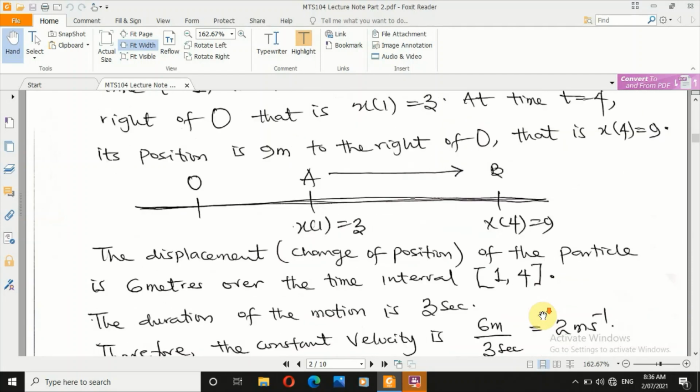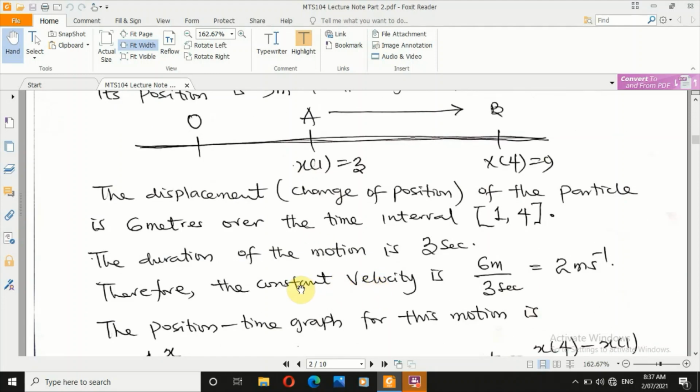Now the displacement, which is the change of position. Look at the displacement, the change of position of the particle is 6 meters. How do I get 6 meters? 9 minus 3, that is 6 meters, over the time interval of 1 to 4. Time is 4 and 1. So from here, we can say that the velocity is what? 6 over 3. That is 9 minus 3 over 4 minus 1. That means it is 2 meters per second.